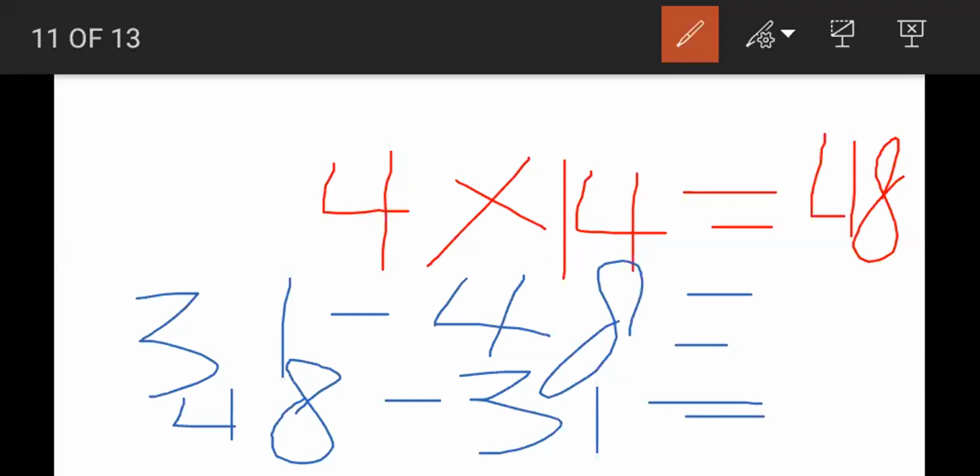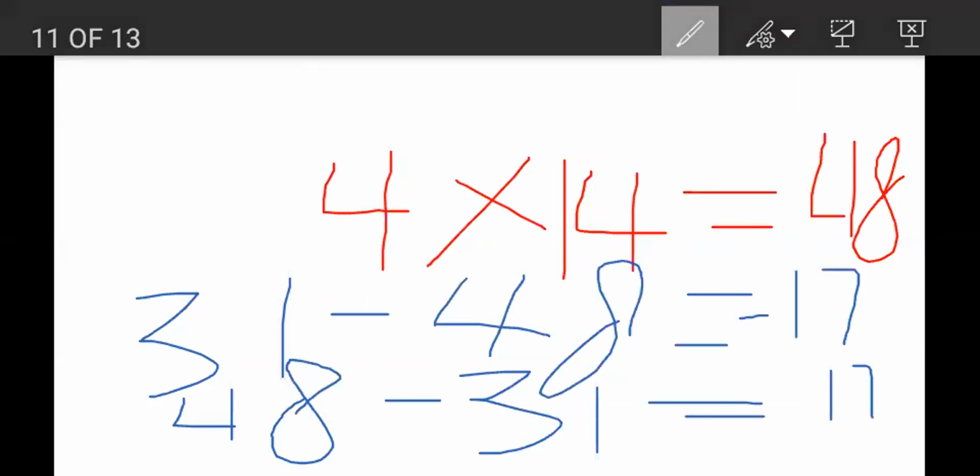If our answer must be negative, that is, we have 31 naira. You have 31 naira, you also owe 14 naira. If you pay your debt, how much will you be left with? Well, you pay 31 from 48, we now have 17.